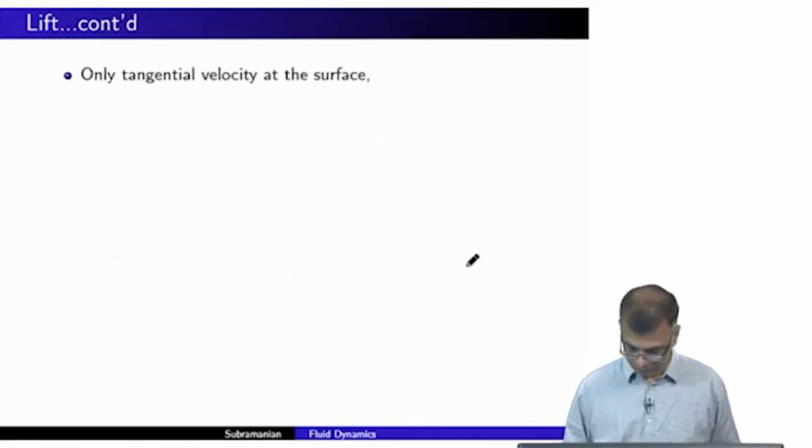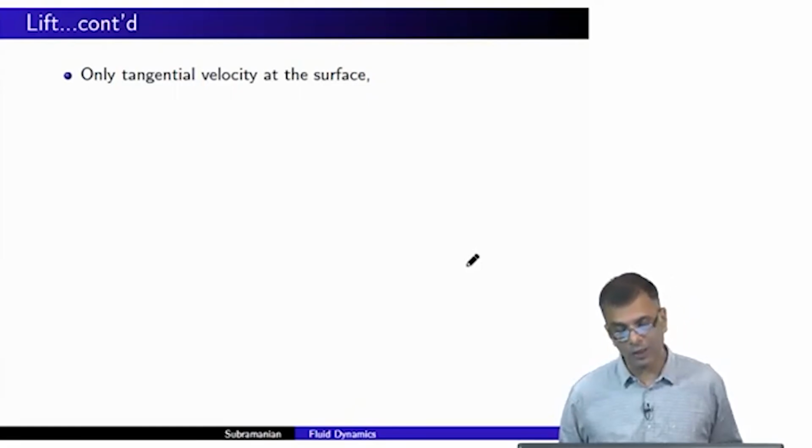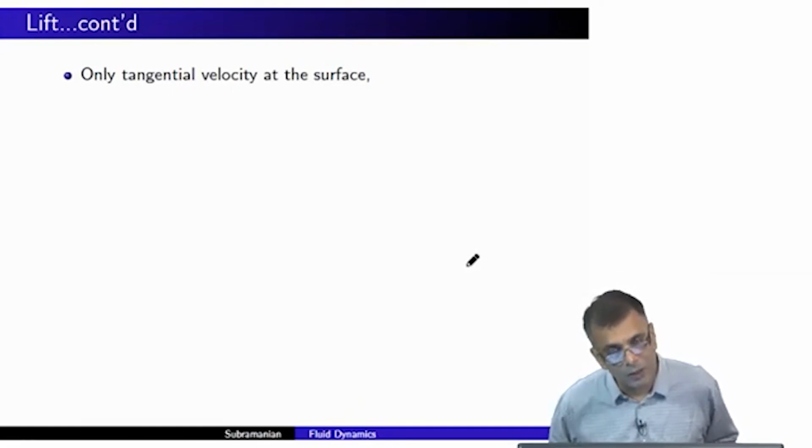And now we allow only for tangential velocity at the surface. Remember, we are still talking about potential flow.